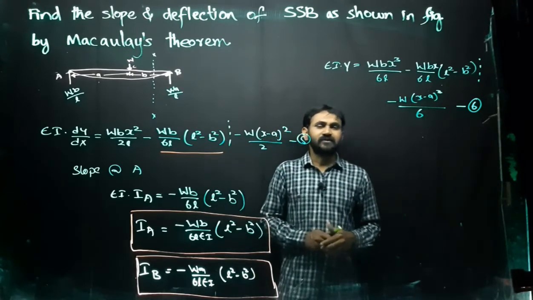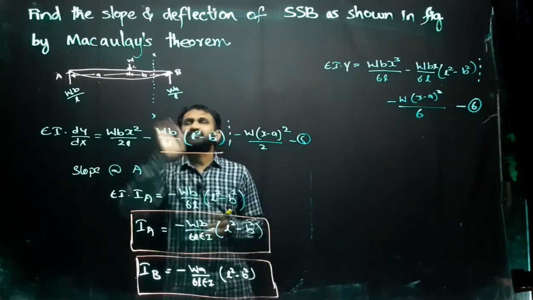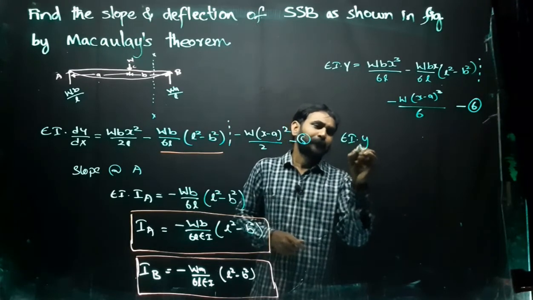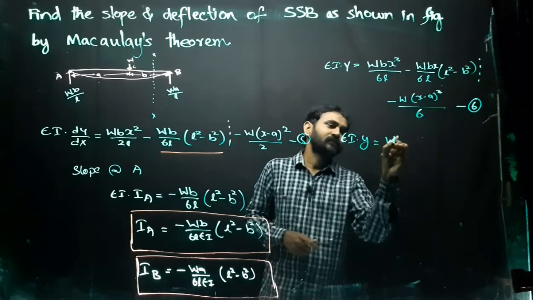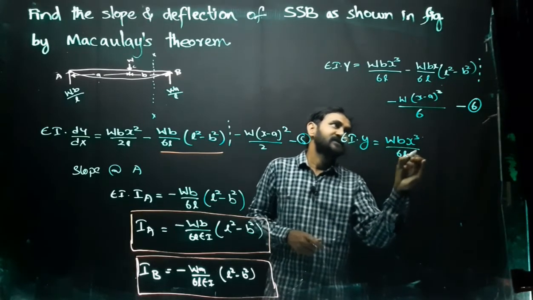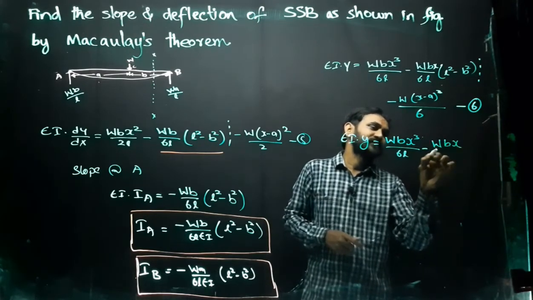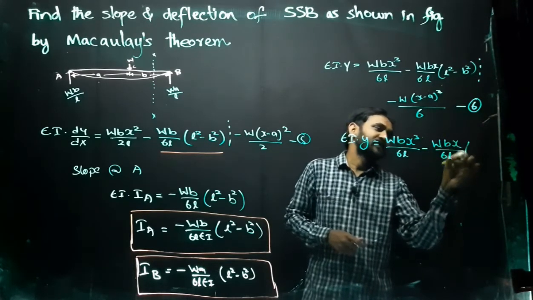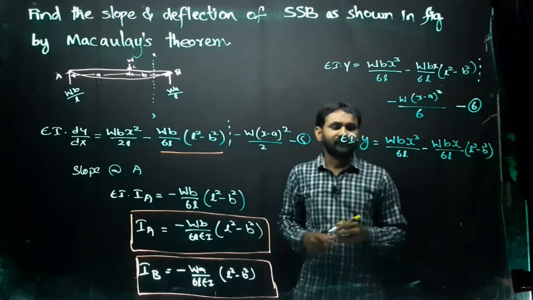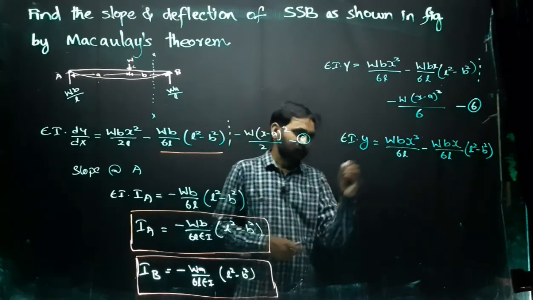Now actually I need to find the deflection at a particular point between A and C. Then my equation will be EI into y equals WBx cube by 6L minus WBx by 6L into L square minus B square. So we have to solve this again.